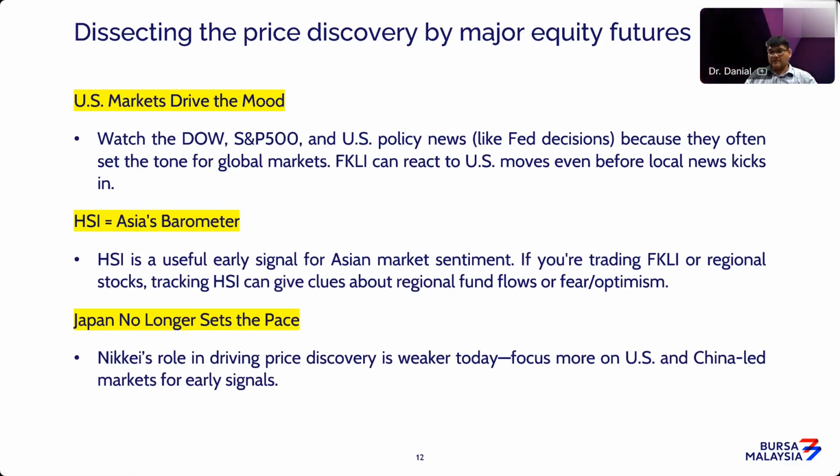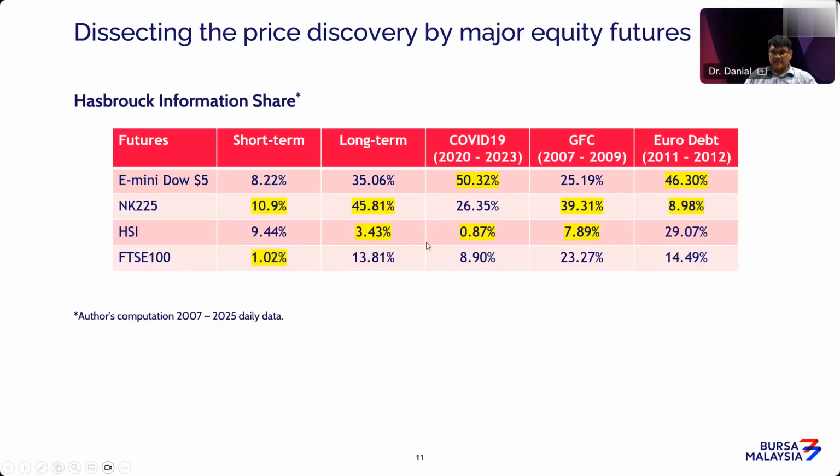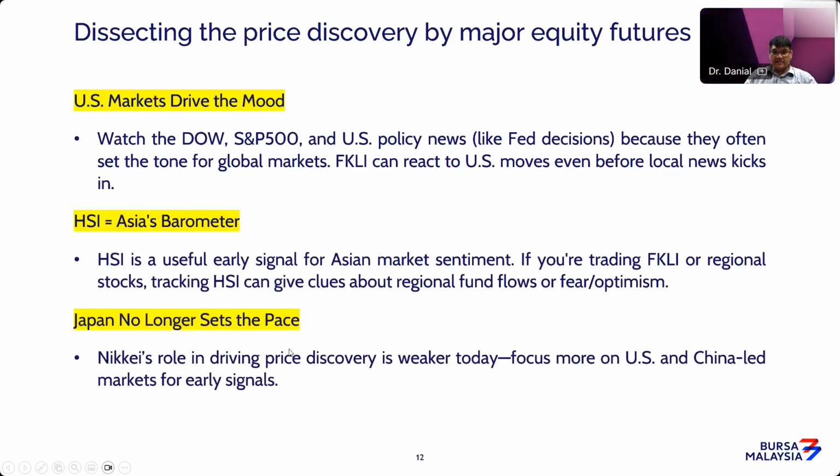This is one I think everyone knows. KLCI futures can react to US moves even before local news kicks in. That is number one. Number two, Hang Seng Index, HSI here. Basically, it's Asia's barometer. It's very useful as an early signal. If it were up to me, I would say it's better for us to refer to Nikkei and also HSI. However, our early data says it is better to refer to HSI as an indicative early signal for Asian market sentiment.